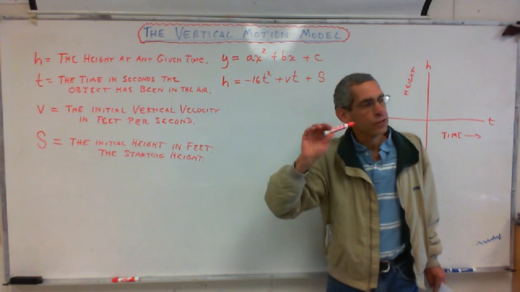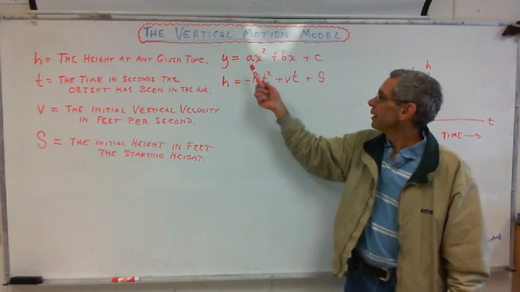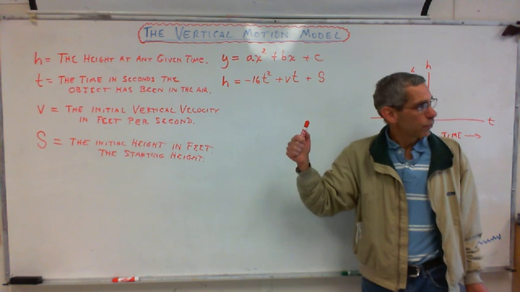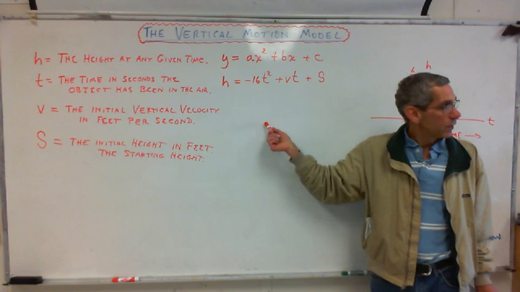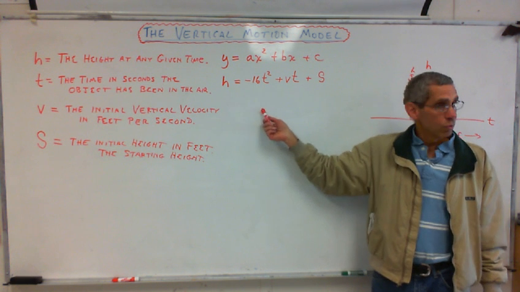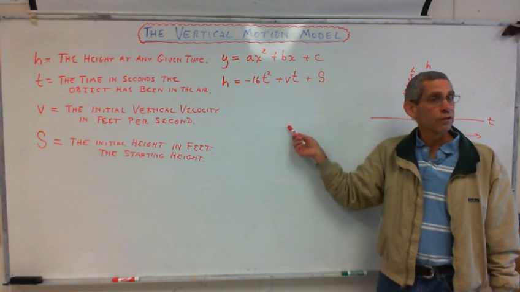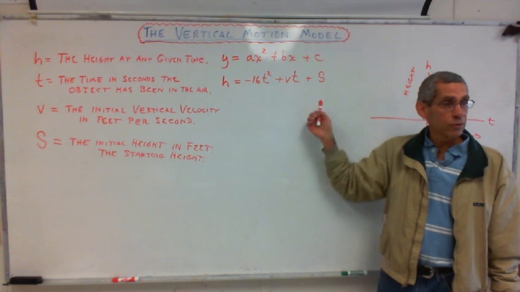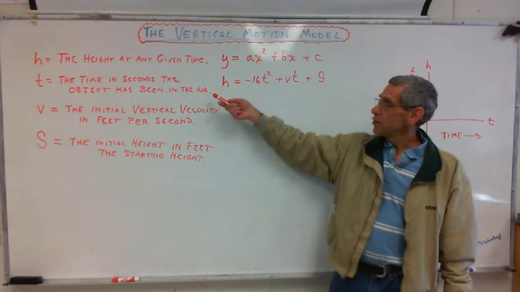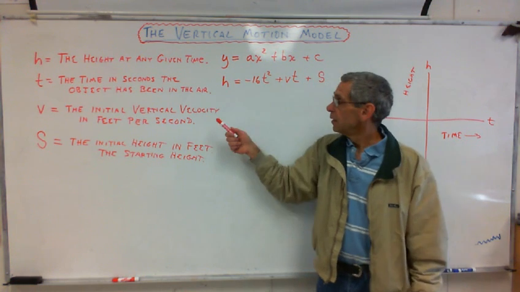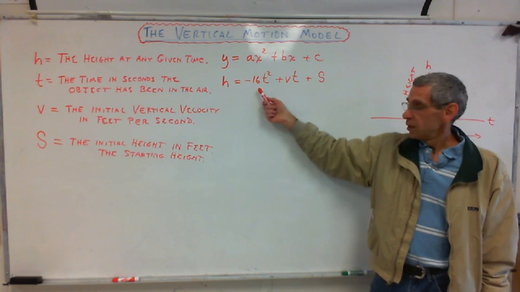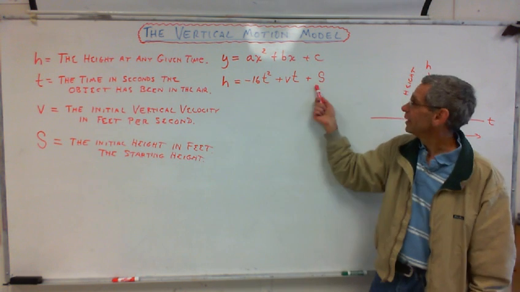So let's think about this for one second. You will sometimes see this written differently, because this is specifically feet per second. If you saw this in meters per second, you would have to convert this negative 16 to meters, using a conversion. Time is always in seconds with this formula. When it's negative 16 t squared, it is in feet per second. And the initial starting height is in feet as well.